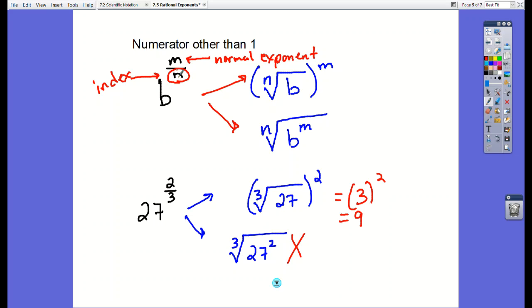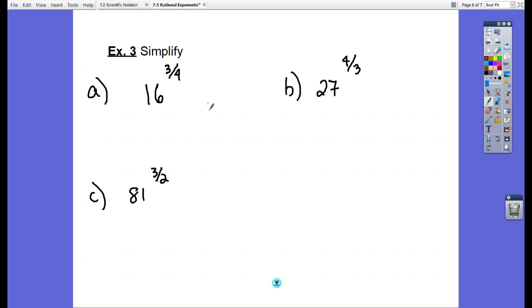All right, so let's take this and do the same thing. I'll give you some numbers, and I want you guys to do the same thing we just did. So rewrite it as a radical. That's just to get you that practice. And then write your answer. Rewrite as a radical, then write your answer.